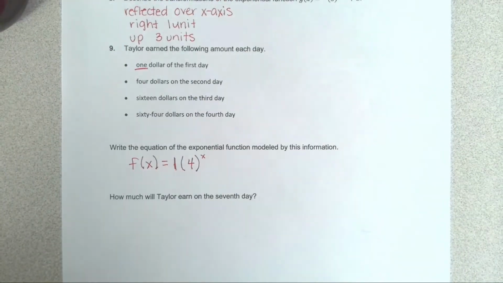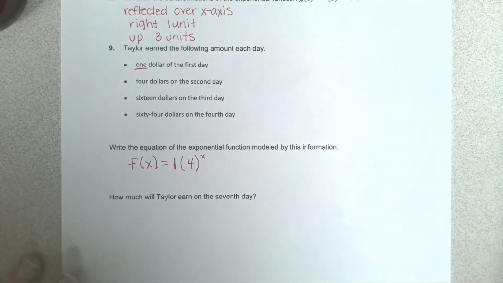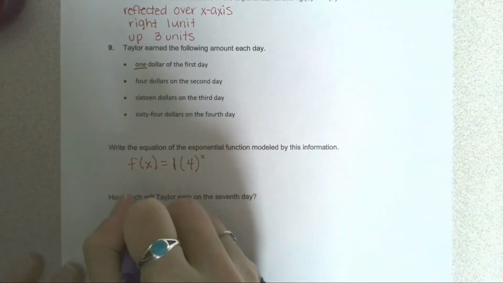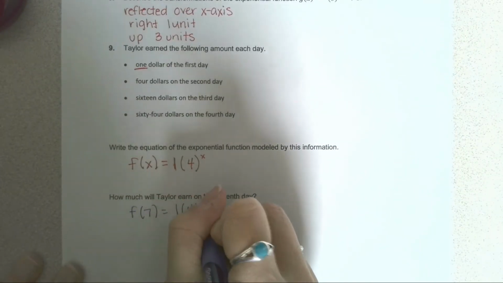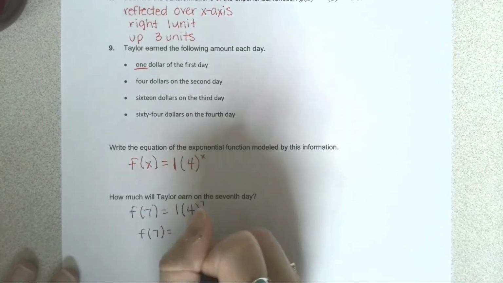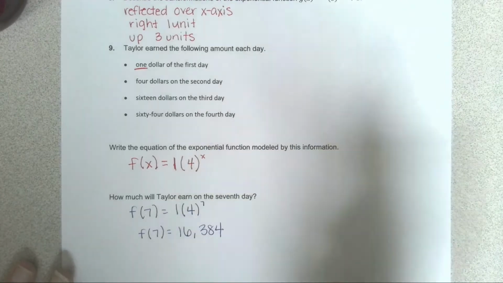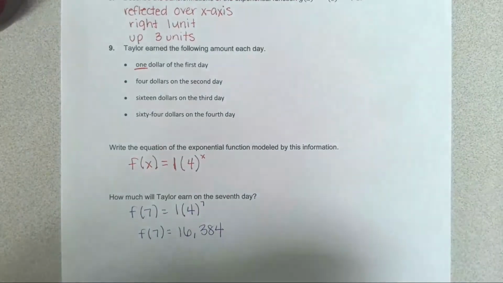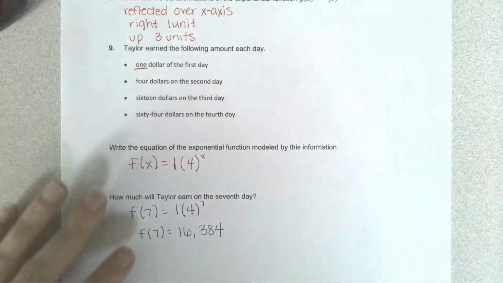And then how much will Taylor earn on the 7th day? So we're going to plug in 7 here. F of 7 equals 1 times 4 to the 7th power. When I put that into my calculator, I get 16,384. So on the 7th day, Taylor earned $16,384. So a lot of money.